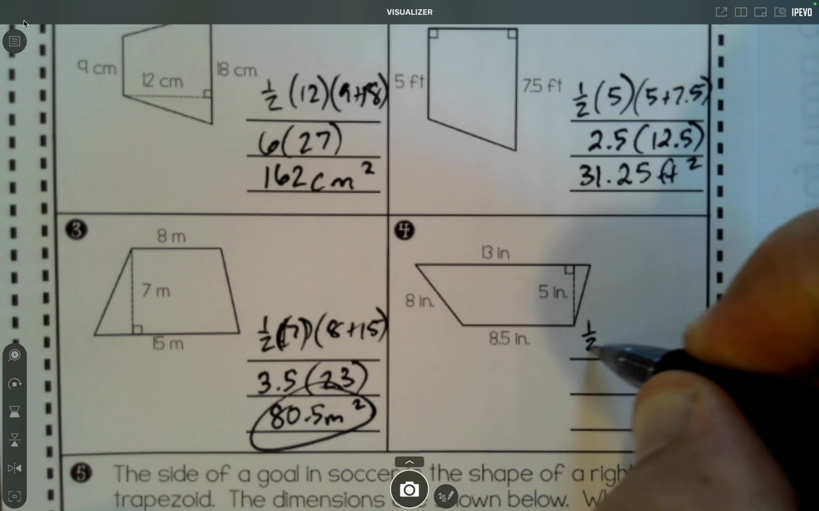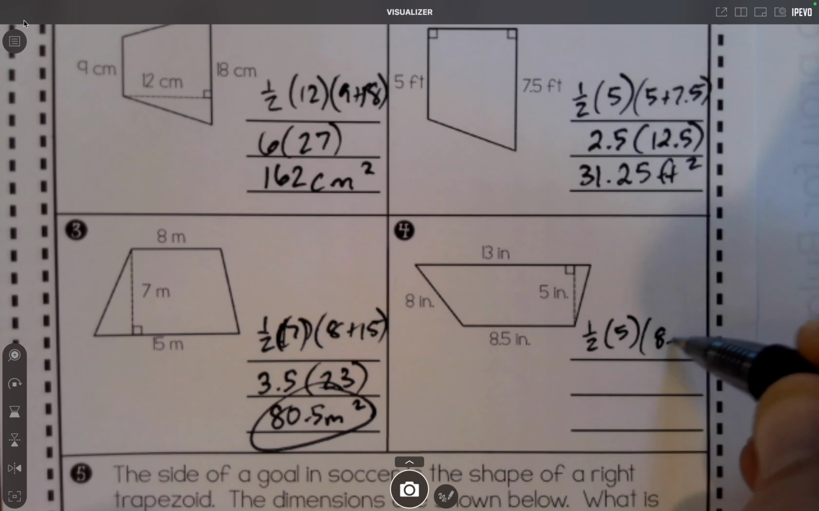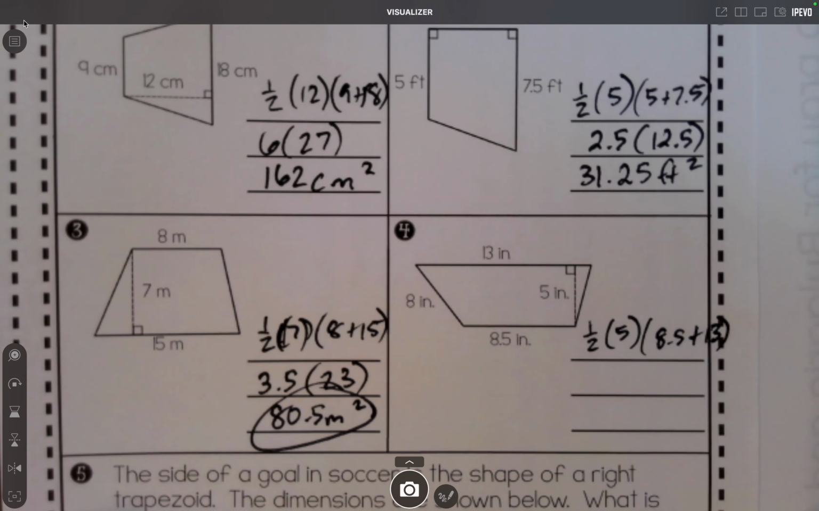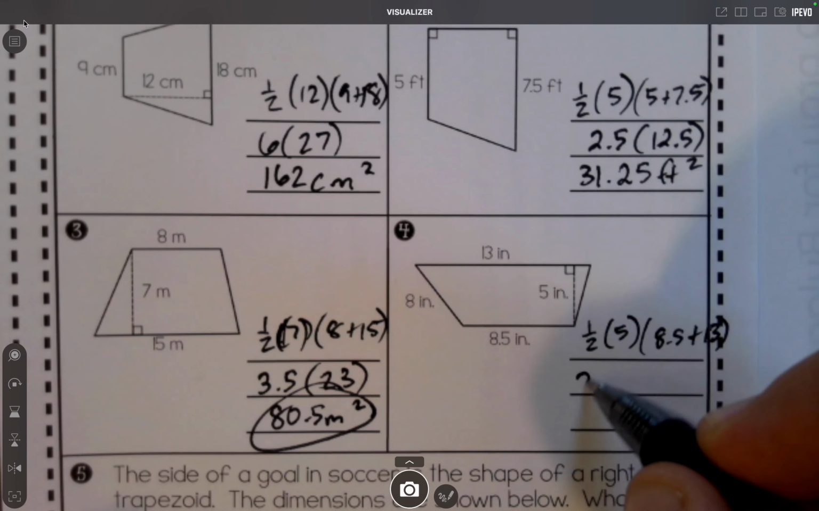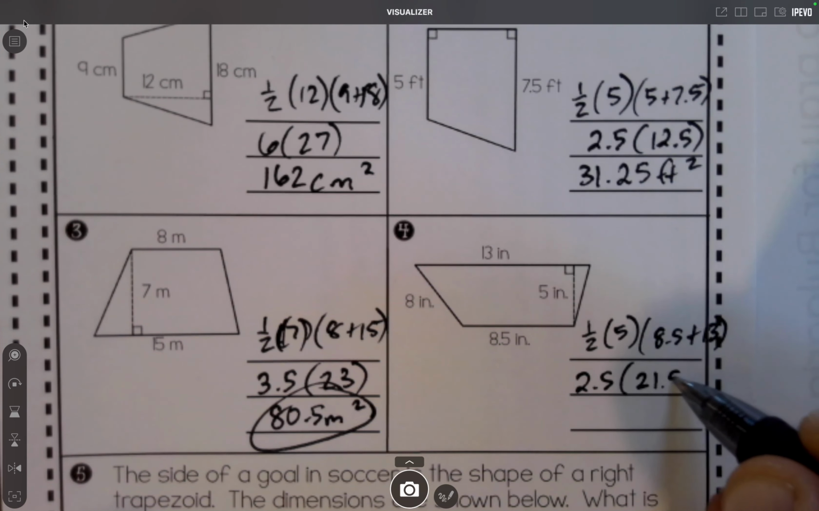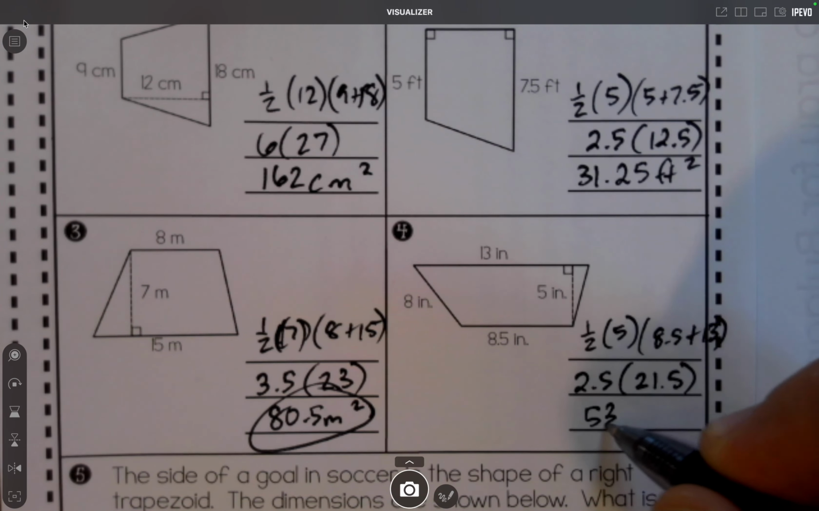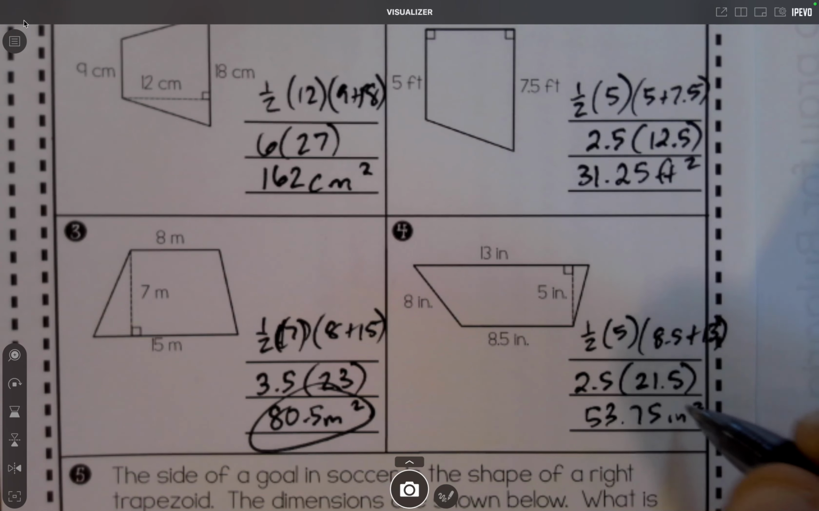Here we get half times the height. And then the bases are the top and the bottom because they're the ones that are parallel. So we'll do 8.5 plus 13. Half of 5 is 2.5. 8.5 plus 13 is 21.5. And when you multiply those 2 together, you get 53.75 square inches.